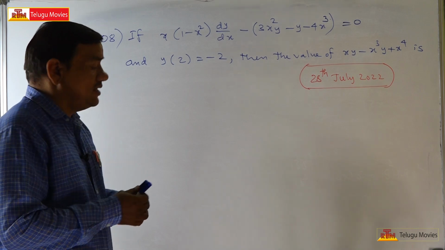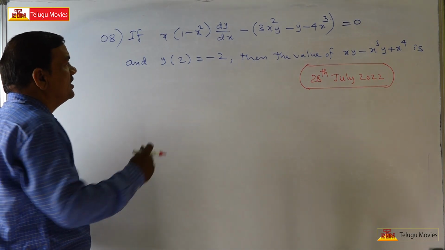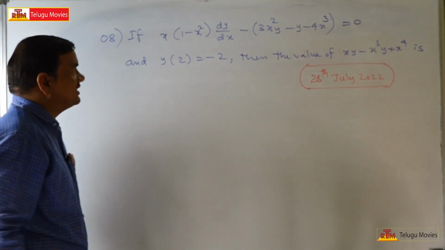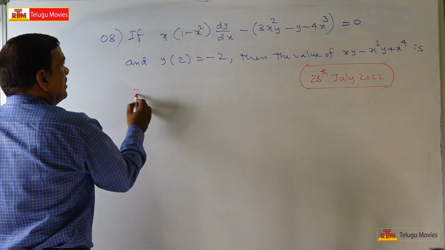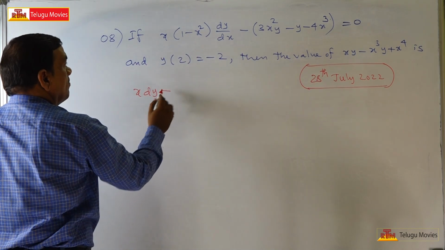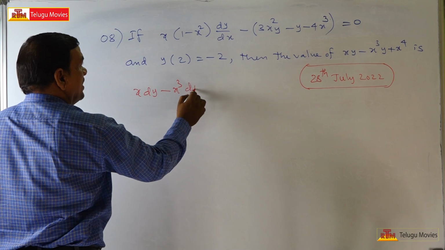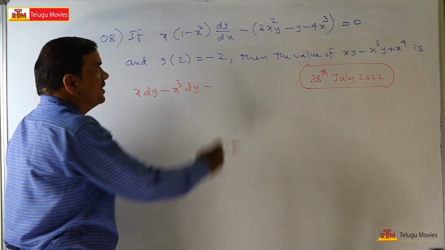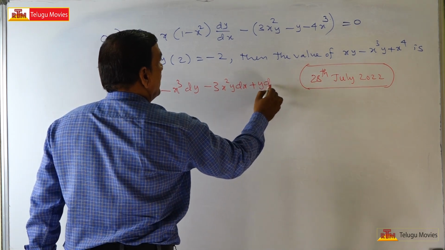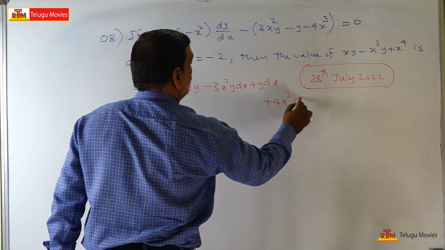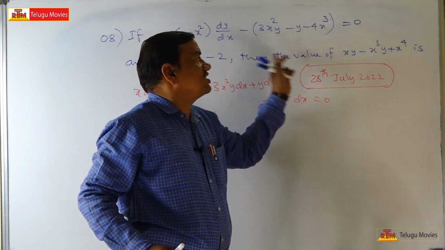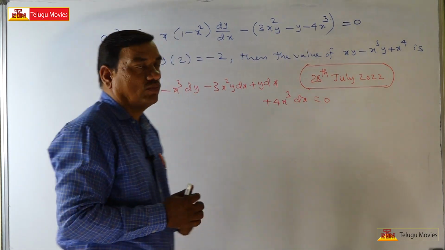But the very easy thing is, if you observe here, you multiply this inside and multiply with dx also. Here it is x dx. So x dy minus x cube dy minus 3x square y dx plus y dx plus 4x cube dx is equal to 0. What I did is cross multiply dx and open the bracket also.